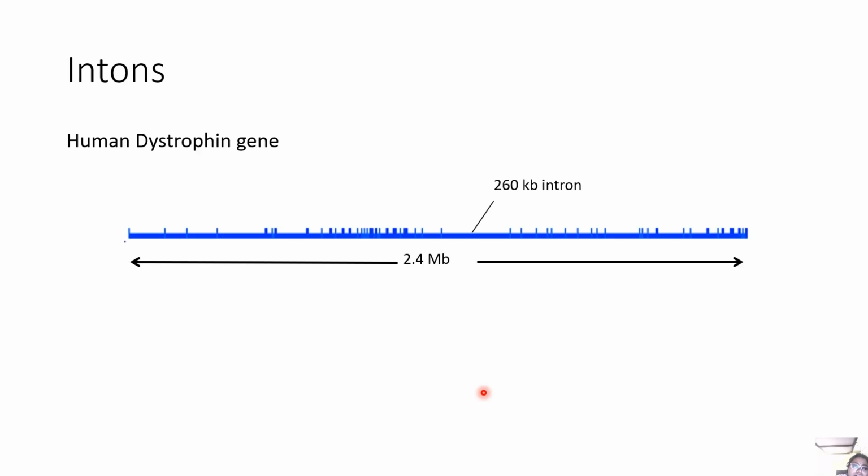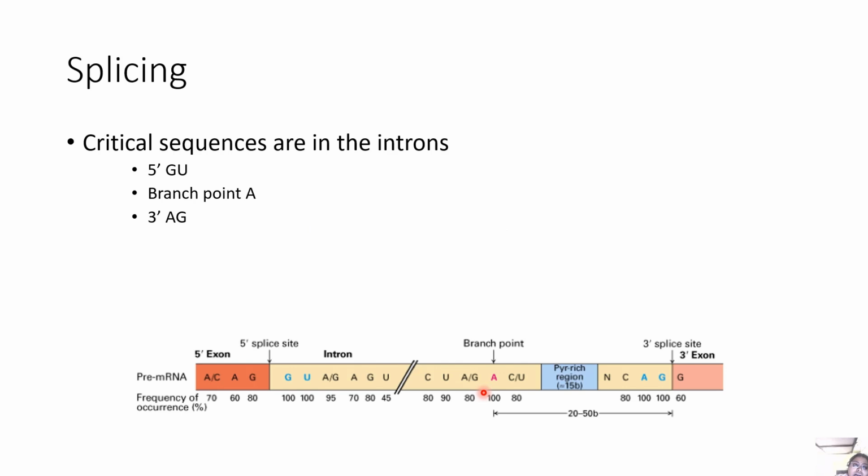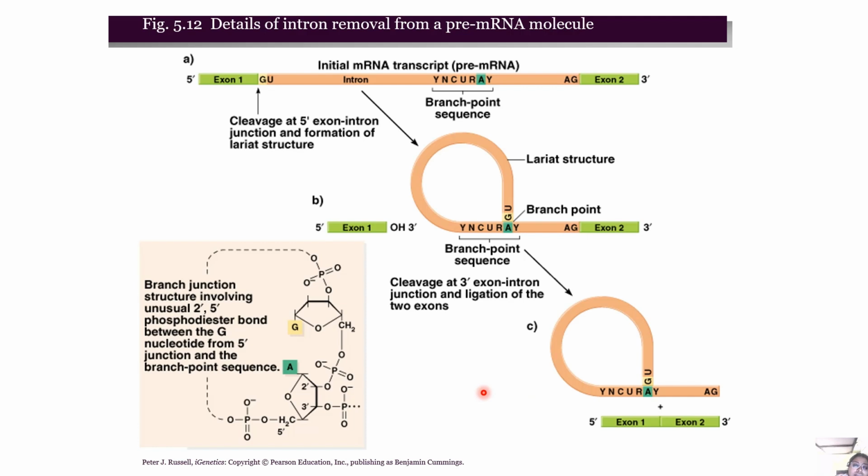We have introns, like for example the human dystrophin gene has a huge intron. Splicing is critical. Sequences in the introns include 5' GU, branch point A, and 3' AG. All of these are in the introns. Now what is the detail of intron removal from pre-mRNA molecule? There is a cleavage at the 5' exon-intron junction and formation of a lariat structure. Then cleavage at the 3' exon-intron junction and ligation of the 2 exons.